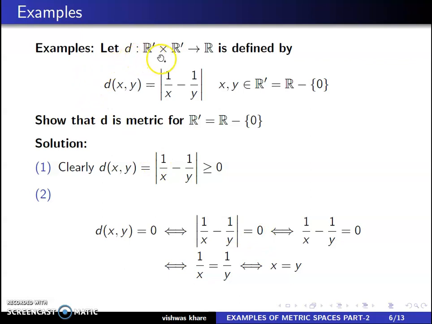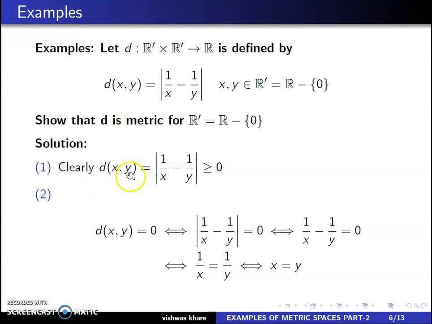Now let D = R' × R' → R be defined by d(x,y) = |1/x − 1/y| for all x,y belongs to R', where R' = R − {0}. Show that d is a metric for R' which is equal to R minus 0. That is, what is R'? R' is the set of non-zero real numbers.